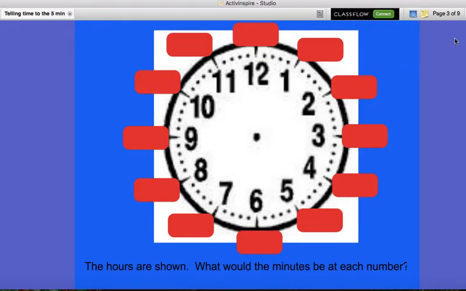So here's the hour shown, but what are the minutes? 5, 10, 15, 20, 25, 30, 35, 40, 45, 50, 55, and this is o'clock.